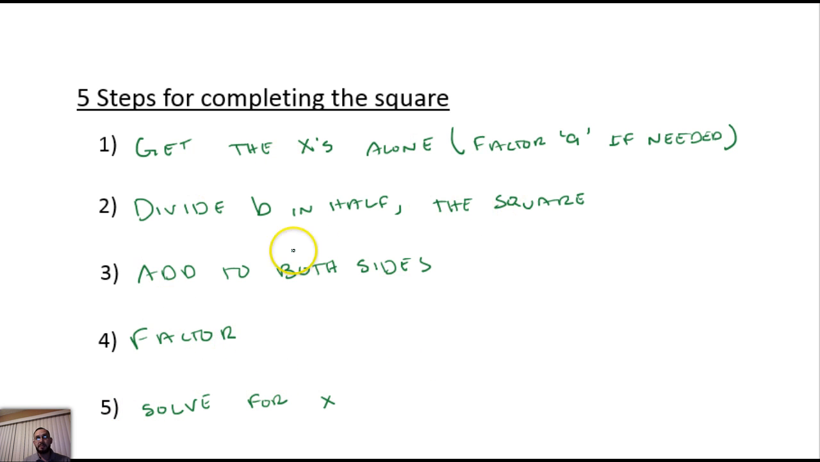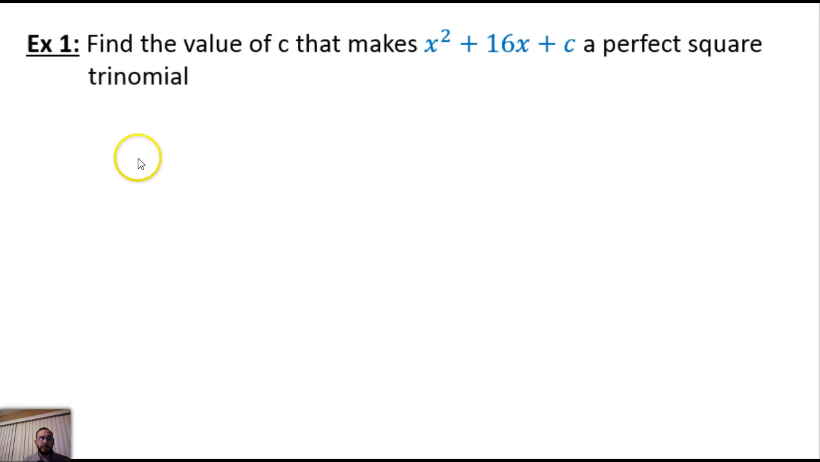I understand that right now this might not make a lot of sense, but given the next example, we can piece it together and see how this works. Before we start solving with completing the square, I want to do one basic example and see if we can turn this trinomial into a perfect square trinomial. By doing so, we want to find what our c value is. In your notes, write example 1 and write this quadratic down. We want to find out what c is. So if I have x squared plus 16x plus c, I want to find out what that c value is.